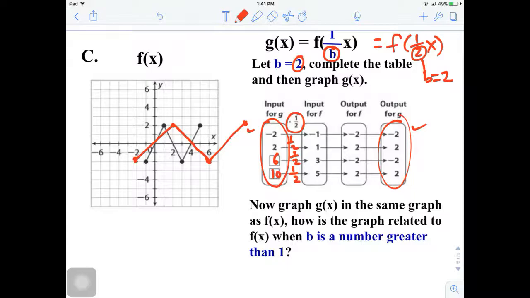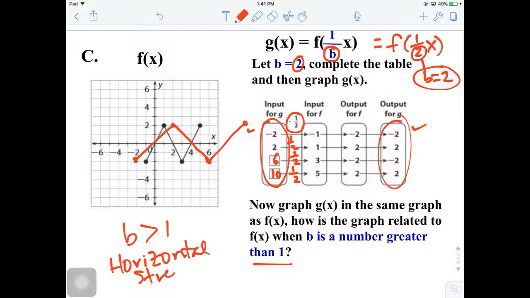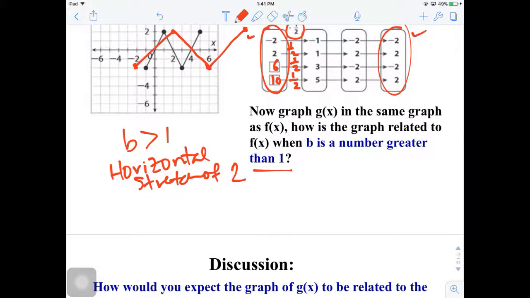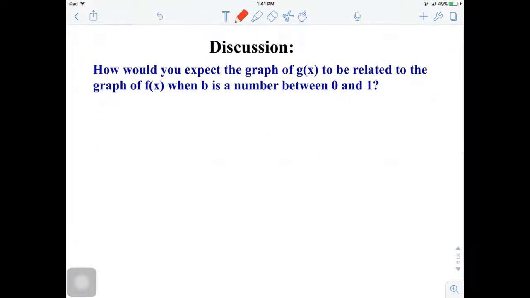It is stretched horizontally. So when b is greater than 1, notice that again, just because b is underneath the fraction, it's still greater than 1 in this case. So b is greater than 1. This is a horizontal stretch by a factor of 2 in this case. And that is the end of that problem. And let's take a look at the discussion question.